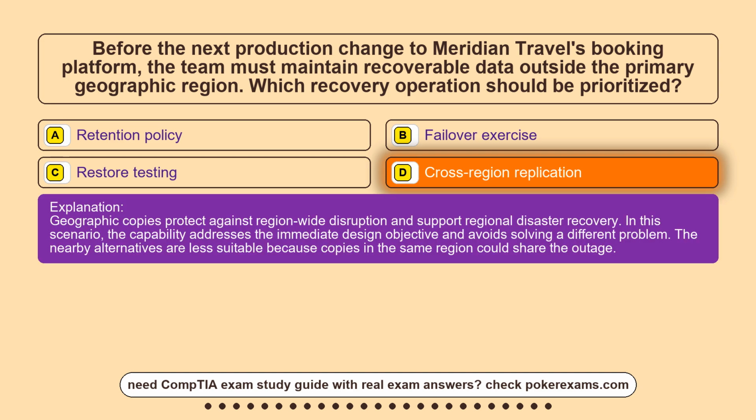Geographic copies protect against region-wide disruption and support regional disaster recovery. In this scenario, the capability addresses the immediate design objective and avoids solving a different problem. The nearby alternatives are less suitable because copies in the same region could share the outage.